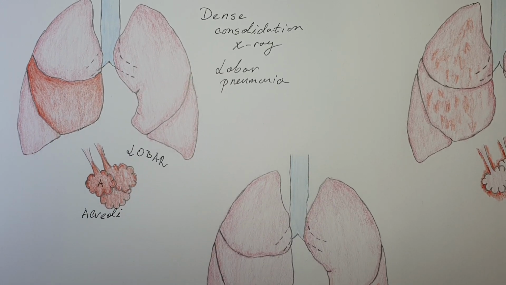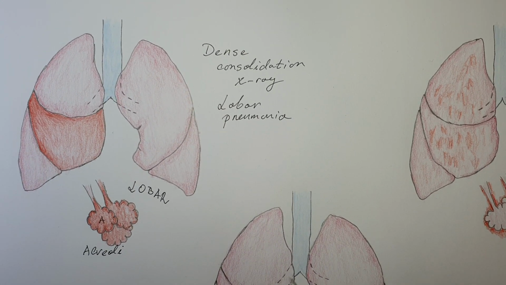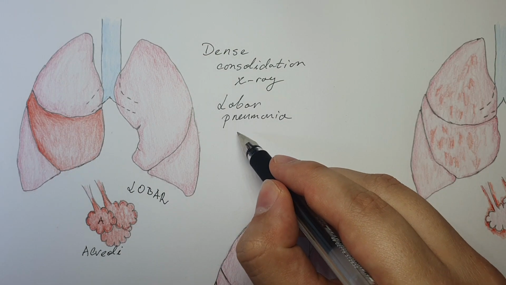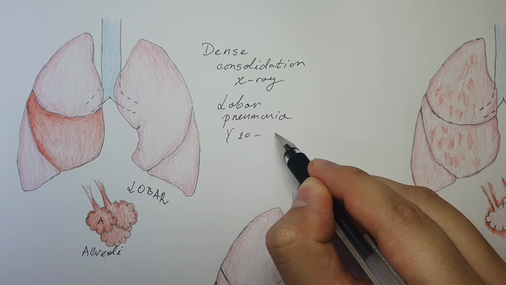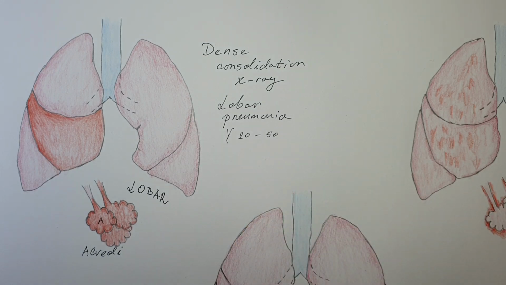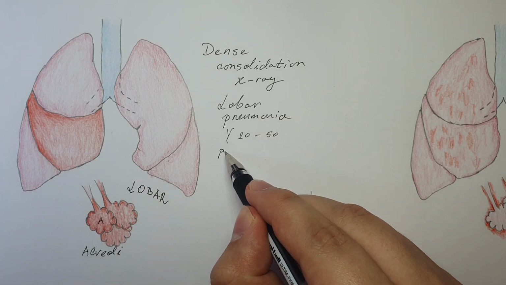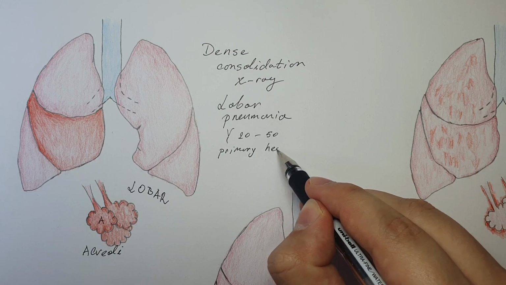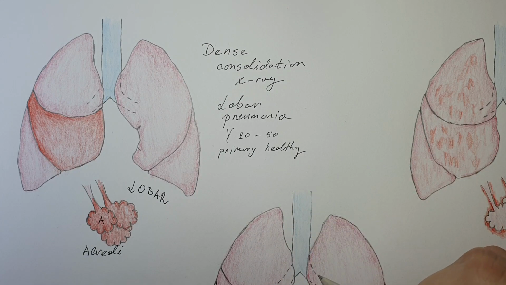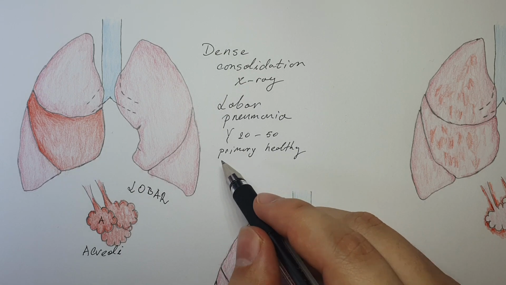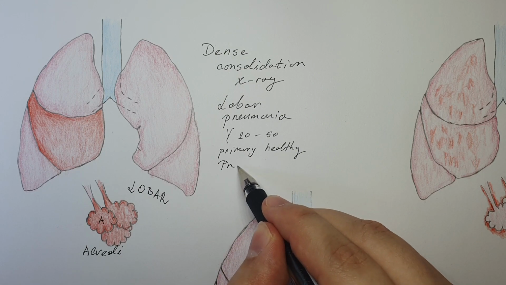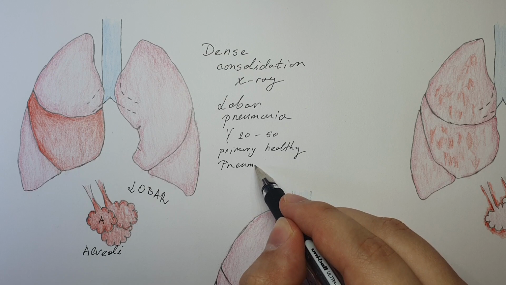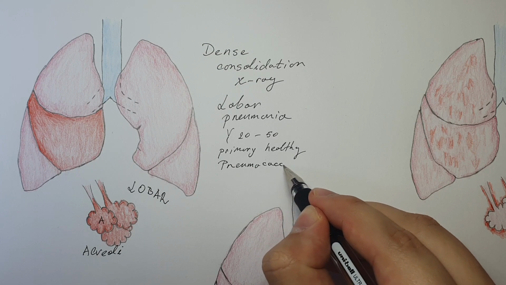Also, I will say it here, lobar pneumonias most of the time affect younger people, people who are in their reproductive years, and these people are actually healthy, and in most of the cases it is caused by Streptococcus pneumoniae or pneumococcus bacteria.